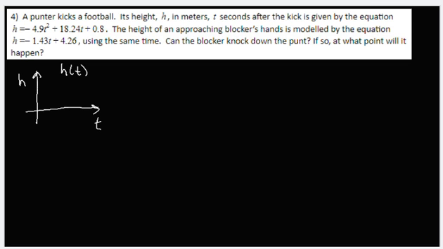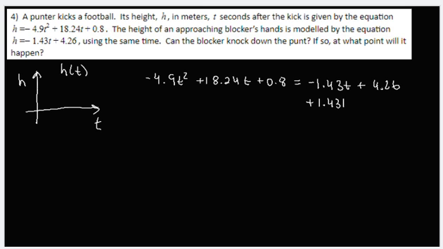When will these two be equal? So we've got negative 4.9t squared plus 18.24t, 18.24. Can you see that decimal? Plus 0.8. When we got that equaling negative 1.43t plus 4.26. All right, starting to get a little sloppy here. So we're going to add 1.43t and we're going to subtract 4.26.